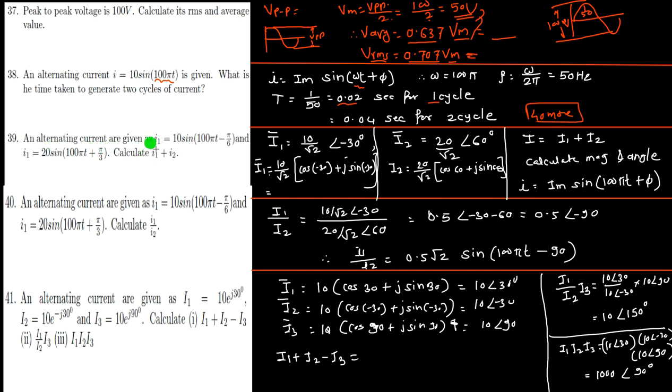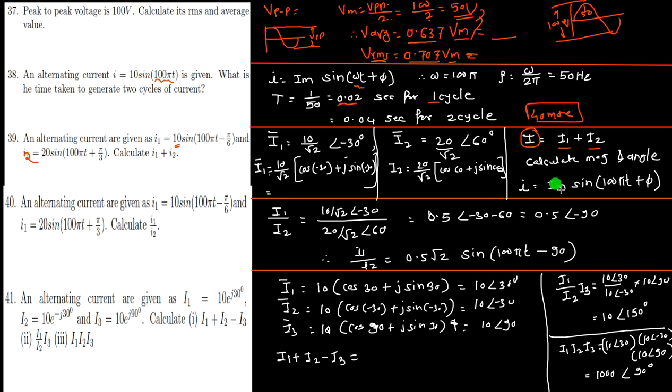And the alternating current is given by i1 = 10 sin(100πt − π/6), and, sorry, i2 = 20 sin(100πt + π/3). Calculate i1 + i2. So i1 is 10/√2 at an angle of −30°, converting this into rectangular form. Here 10 divided by √2 is to convert it into RMS. So (10/√2)(cos(−30°) + j sin(−30°)) will give you the rectangular form. Similarly, convert i2 into rectangular form. Then calculate i1 + i2 to get the total i.